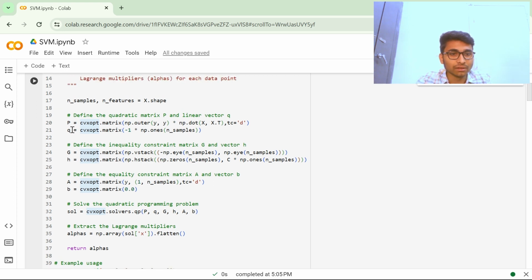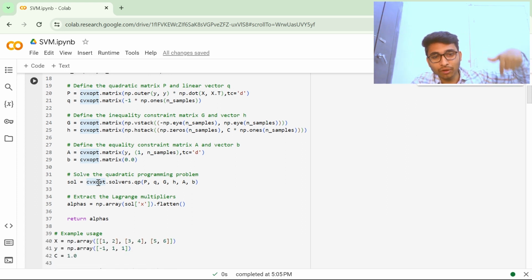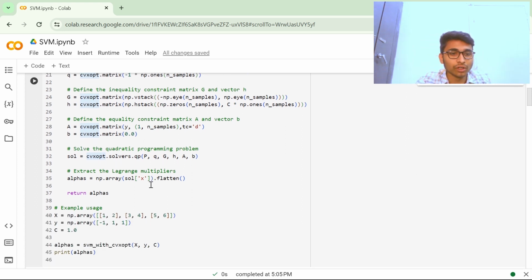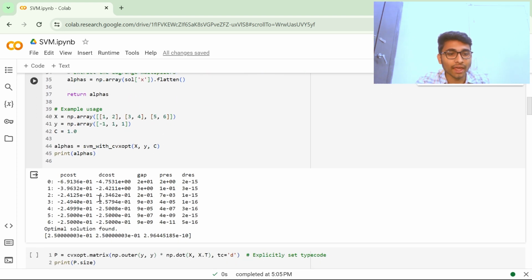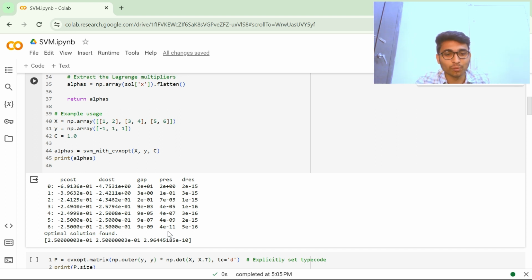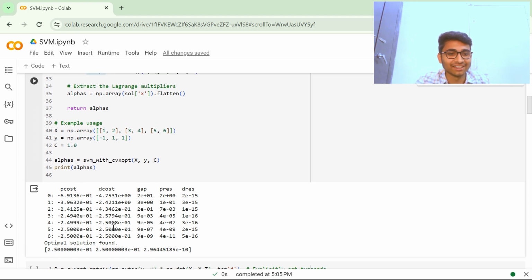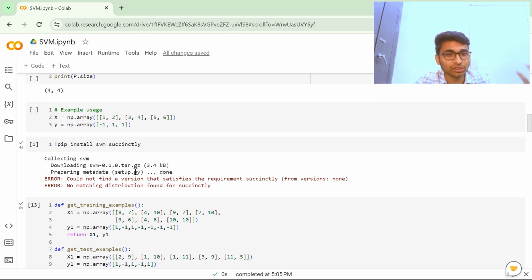We will define P, Q, G, H, A, b like this. I will share this code in the description box; please go and check it out. And we use the CVX solver, and we get the alphas: 2.5 times 10 to the power minus 1, 2.5 times 10 to the power minus 1, 2.9 times 10 to the power minus 1. For a big data set also, you can find any number of Lagrange multipliers using this algorithm.